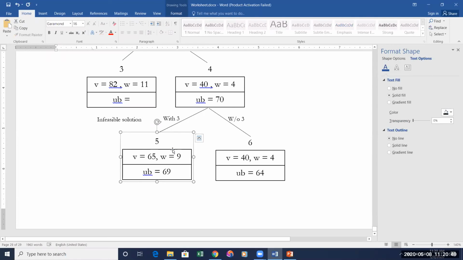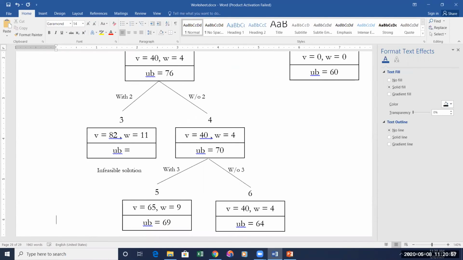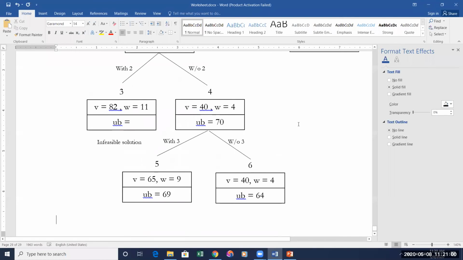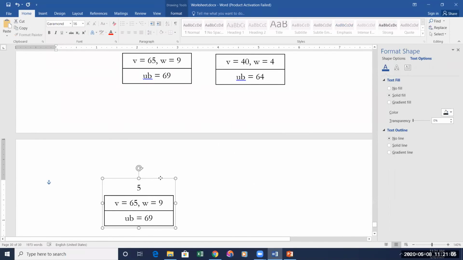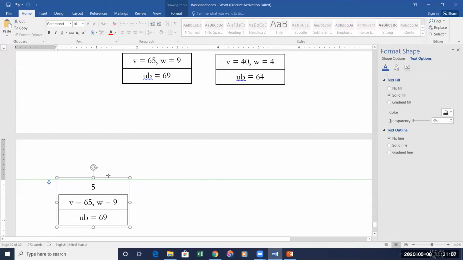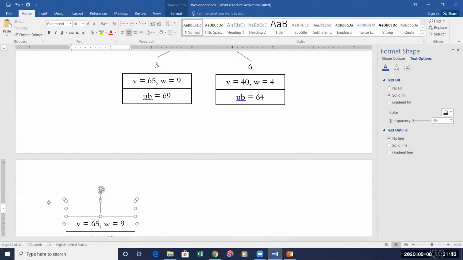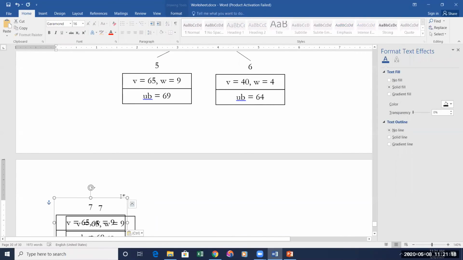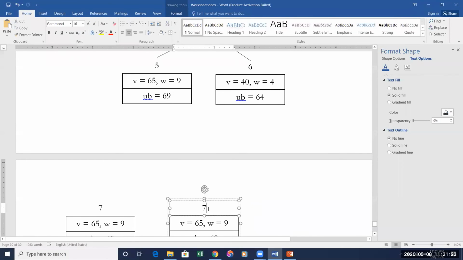Write this in the next page. This is node number 5. So this is node number 6, not 7. It is 7. And we need a right child also for this. So these two are the children of this node number 5. 7 and 8.